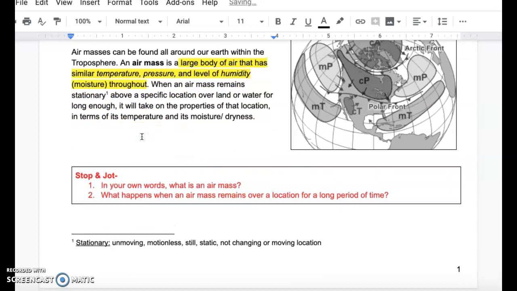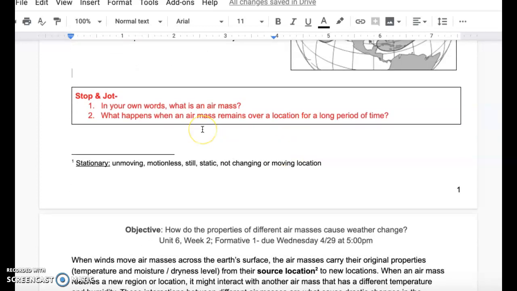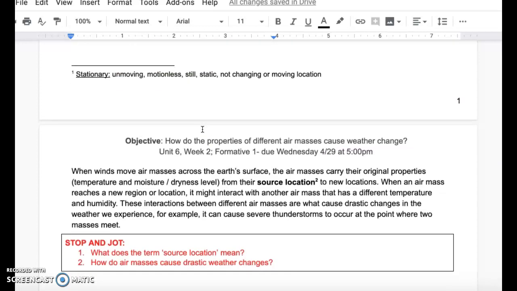Okay, so right now you're going to stop and jot these 2 questions. In your own words, describe what an air mass is. And then number 2, what happens when an air mass remains stationary over a specific location for a long period of time? You can go ahead and pause this and then press play when you're ready to move on.